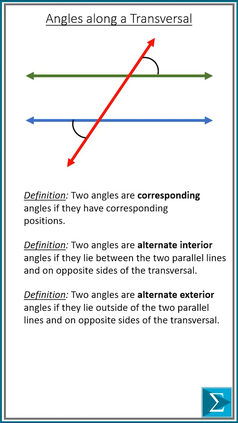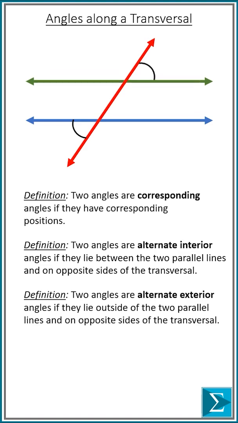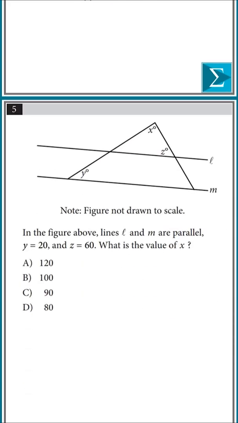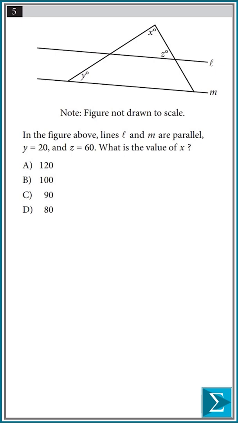Finally, we'll look at alternate exterior angles, which, as the name suggests, are angles that lie outside of the two parallel lines and on opposite sides of the transversal. As you may have guessed, these two are congruent, and we can show it once again by lowering the line and demonstrating that these two vertical angles are congruent. Finally, we'll take a look at some problems.